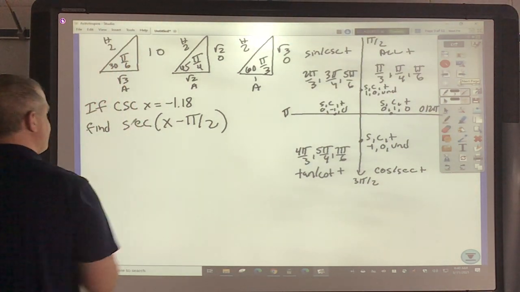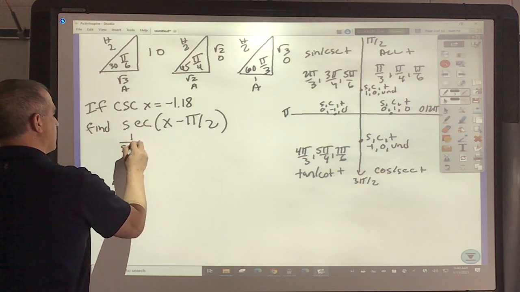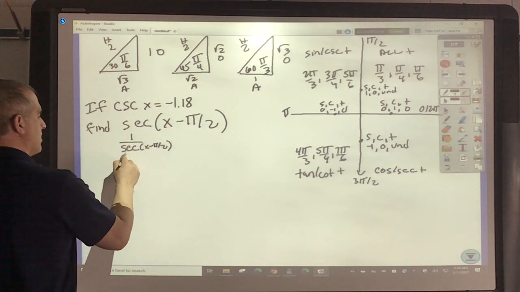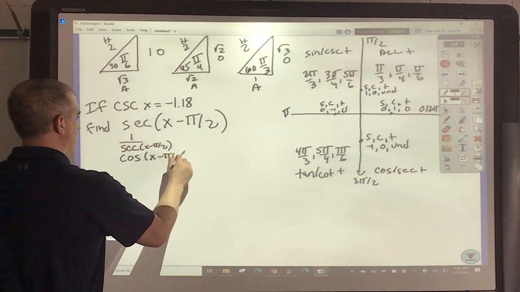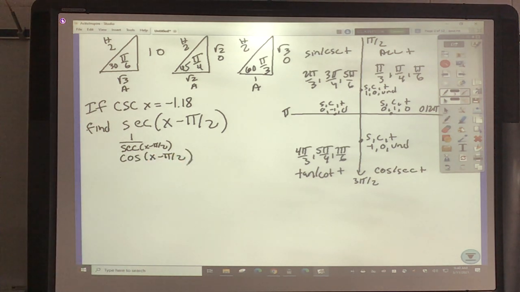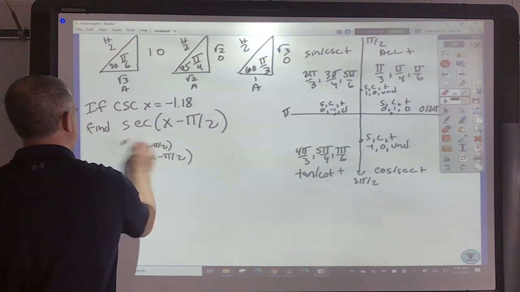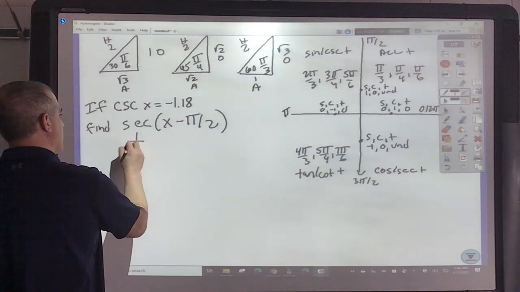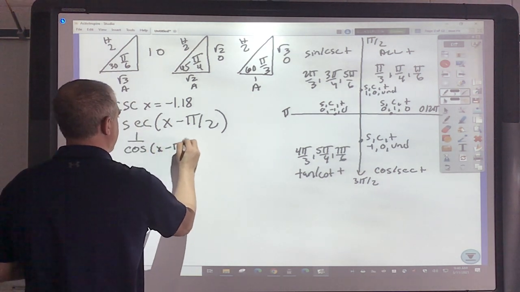So what we're going to do is remember that secant is 1 over cosine. That's something we'll get into. So we're really going to use the cosine formula. Okay, 1 over cosine is the same as sine. I'm sorry, let's do it this way. The idea is secant is 1 over cosine, so 1 over cosine of x minus pi over 2.